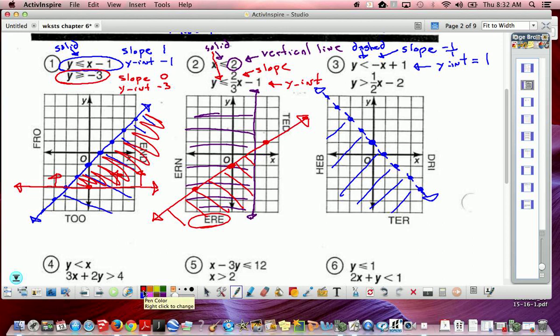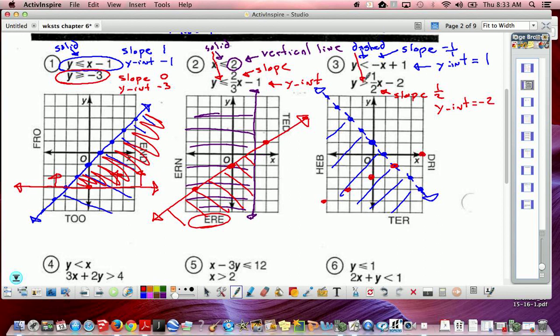Gonna graph the next one. Y is greater than 1/2 x. Well, there's my slope, 1/2. My y-intercept is equal to -2. So now, start at -2. 1/2: up 1 to the right 2, or down 1 to the left 2.